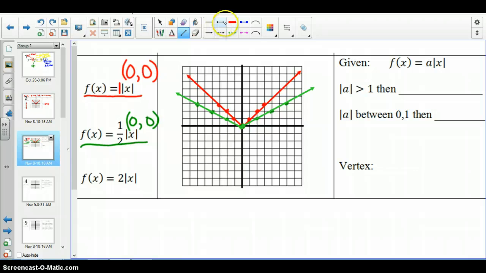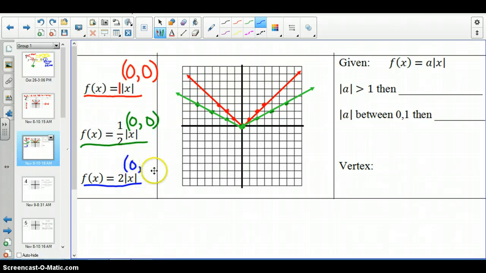Now the last one, f of x equals 2 absolute value of x. There's nothing inside the absolute value, so our x of our vertex is 0. There's nothing behind it, so that is 0 also. Now I'm going to look out in front. It's positive, so it opens upwards, and my slope is 2, so I'm going to go up 2 to the right 1. Now I'm going to go up 2 to the left 1. Whatever you do to one side of the vertex, you have to do to the other side.